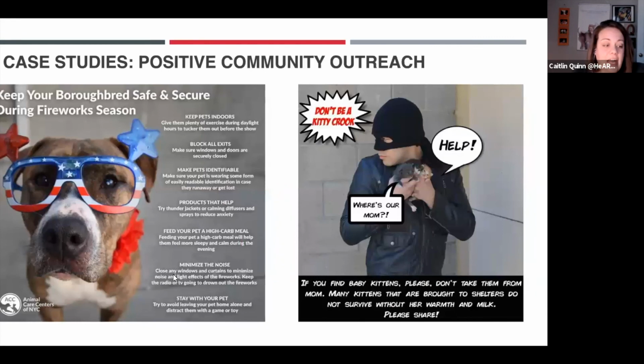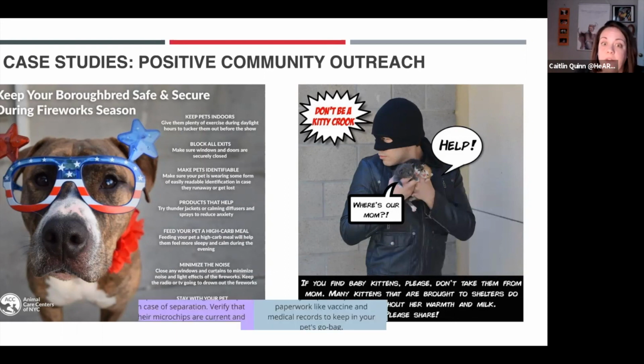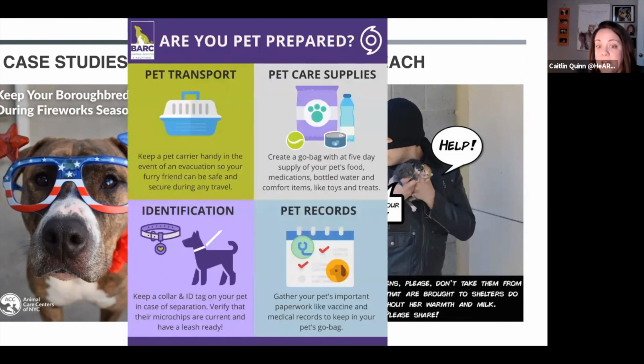Case studies for outreach. So these are the places where sometimes we have been using the word educate, and I want you to think about it a little bit differently. So educating about kittens and what to do with them during kitten season, educating about events in your area like fireworks, or in this case, disaster preparedness.